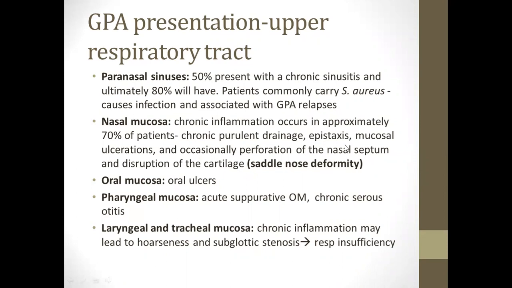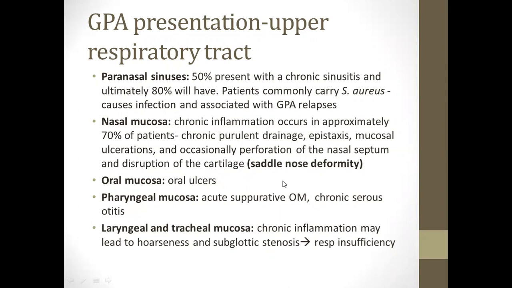The paranasal sinuses, 50% present with a chronic sinusitis. Ultimately, about 80% will have that. They often have staph, and that can predispose to relapses. The nasal mucosa, there's a chronic inflammation. We think about the nosebleeds, the chronic crusting, the dark secretions that can come out of the nose.